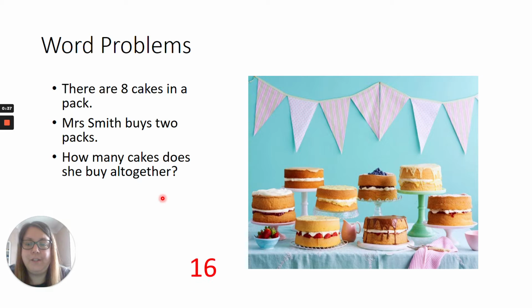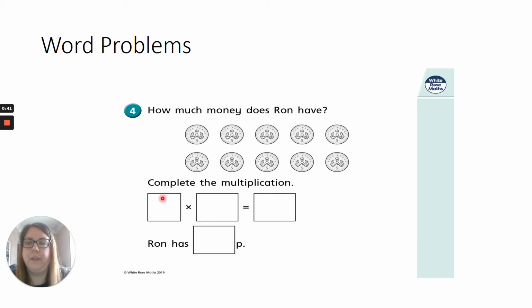Yeah, she buys 16, doesn't she? Because 2 times 8 is 16. Well done if you said that. Next one then. Word problem, okay, again.